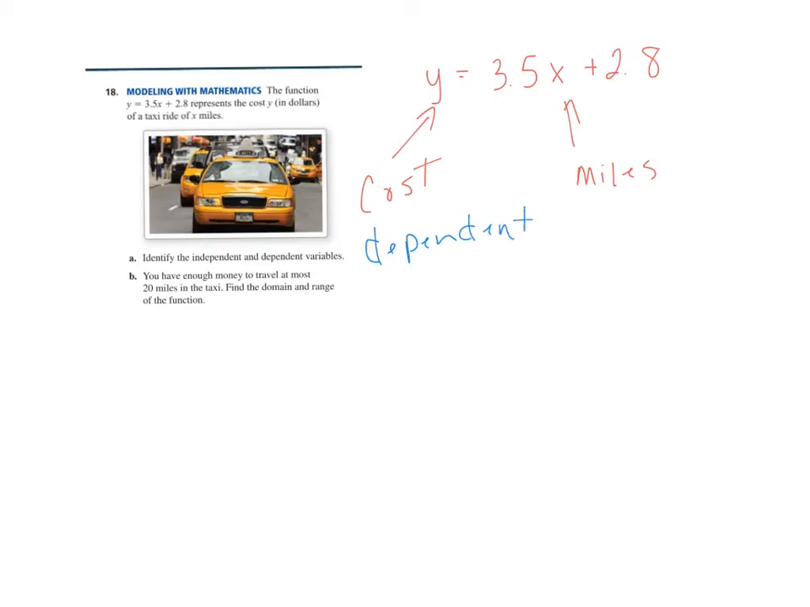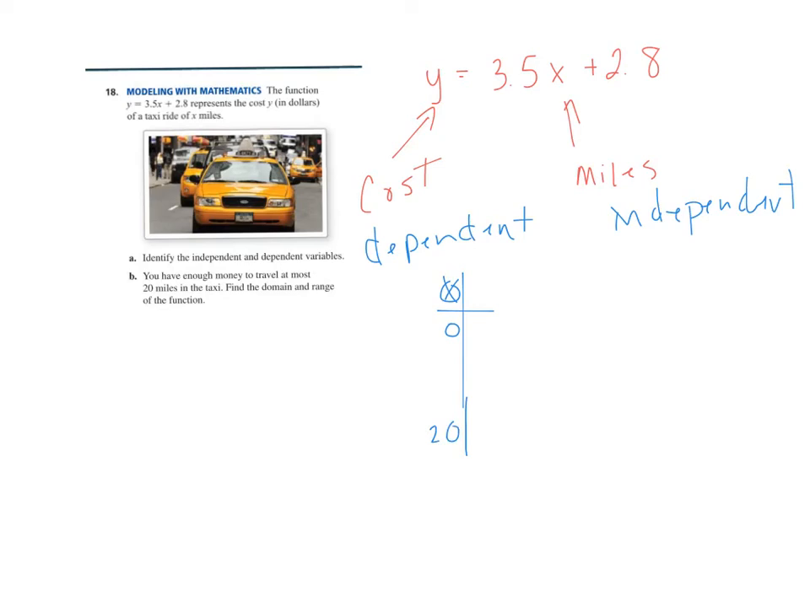And the miles are going to be your independent. It says you have enough money to travel at most 20 miles. Find the domain and range. So, here's what we're going to do. We've got input, which is going to be 0, and our input is limited to 20.